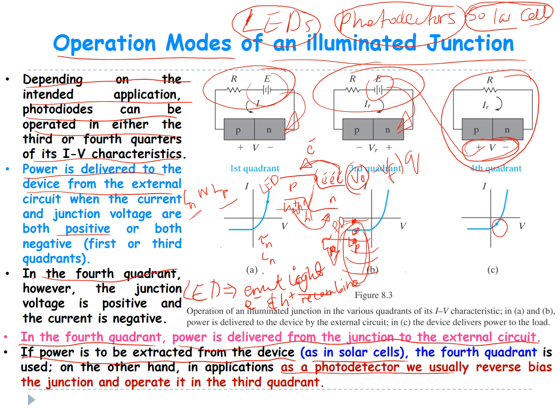So if we want to make a solar cell, we should bias our PN junction in the fourth quadrant. When we want to make a LED, this is our solar cell, this is our LED, and this is our photo detector. So that's how you should appreciate the PN junction.